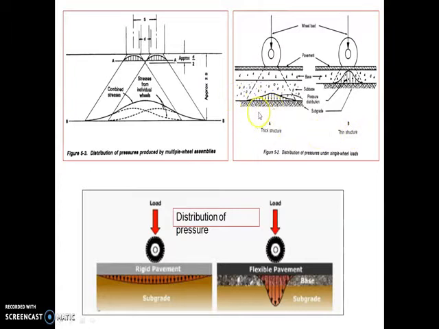Okay. Distribution of pressure zone is a load. Here also load. And rigid pavements. This one is a subgrade. Base, subgrade. Okay. Next we have to go for types of flexible pavements.